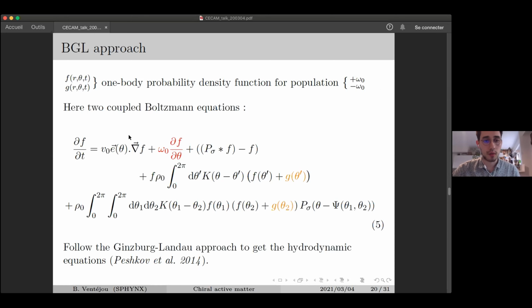So here I write two coupled Boltzmann equations. In fact, there is only one equation, because if you want the equation for G, you can just exchange F by G and replace omega 0 by minus omega 0. In this Boltzmann equation, you can see that there is one new term compared to the standard Vicsek model. This new term is due to the chirality. I highlight it in red, and I also highlight the cross term in orange.